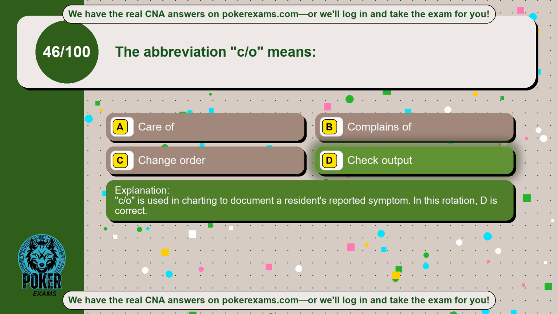C/O is used in charting to document a resident's reported symptom. In this rotation, D is correct.